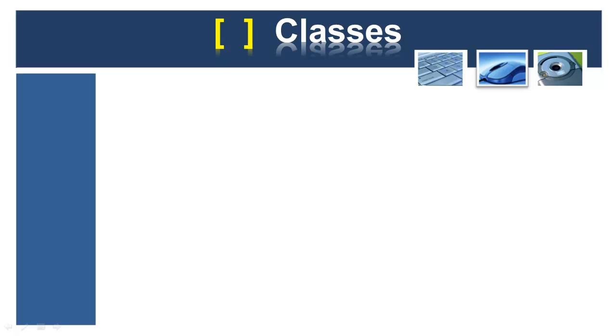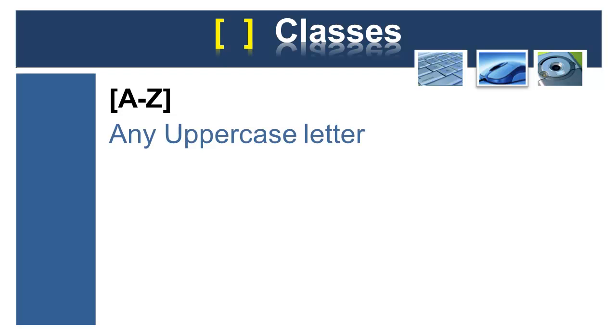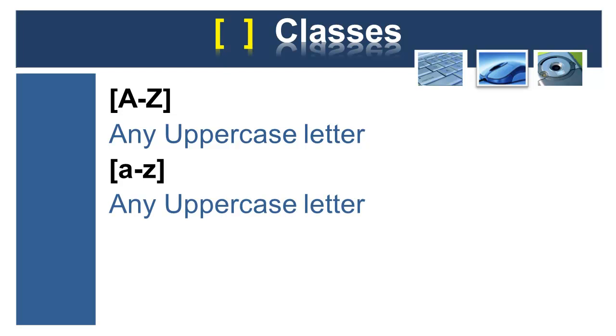And finally we come to classes. Classes are enclosed within square brackets. So for example, where we've used the \p brace capital L, this was to allow any letter. But what if I wanted it to be an uppercase or a lowercase letter? Well, using the classes I can specify the letters in capitals or in lowercase. And you can see I've used the hyphen to specify a range, so they can use any character once between A to Z.